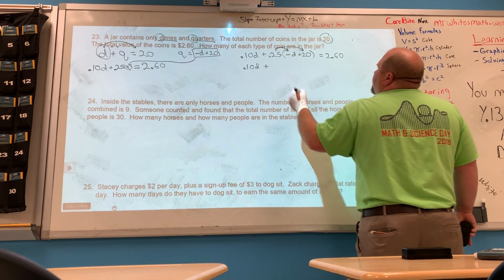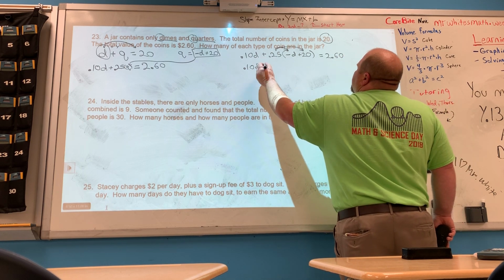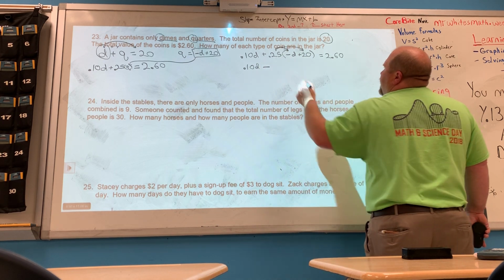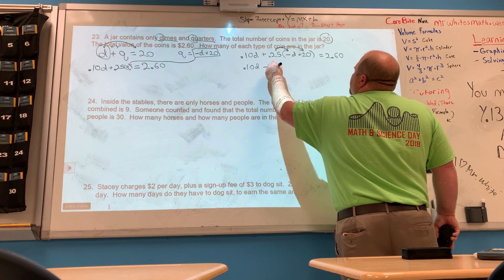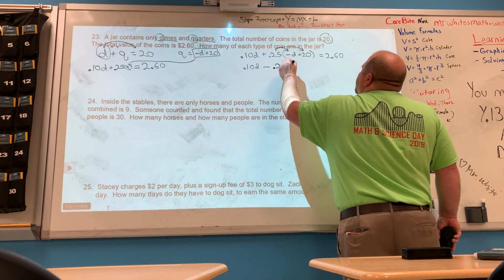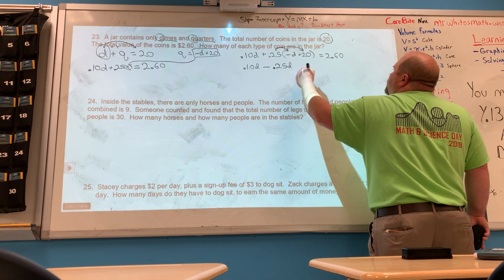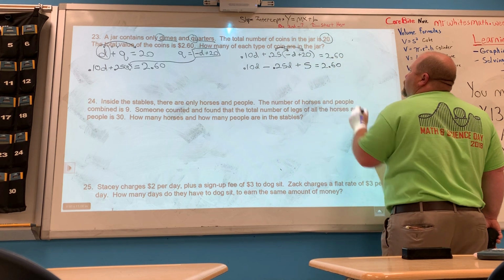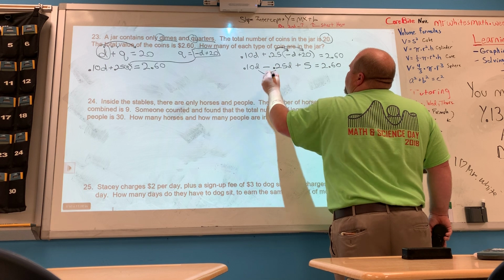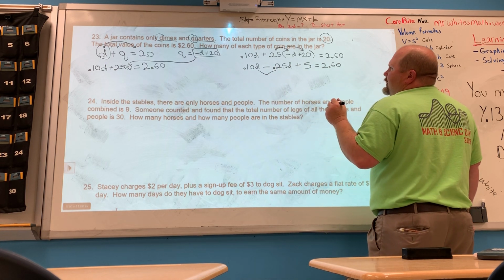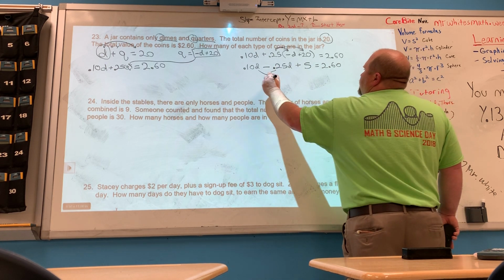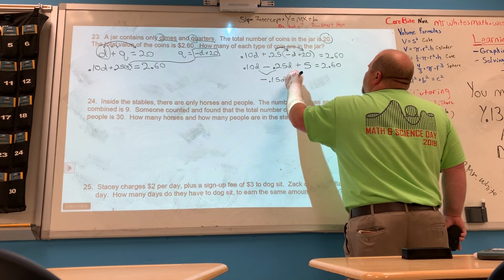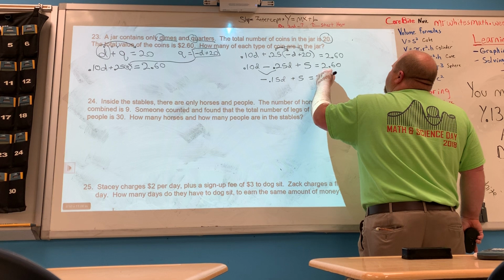All right, 0.25. I'm going to erase that plus symbol because positive times a negative is a negative, and in algebra it's a minus 0.25d. And then 0.25 times 20 is plus 5 equals 2.60. Right here I need to combine these like terms. 0.10d minus 0.25d is negative 0.15d plus 5 equals 2.60.